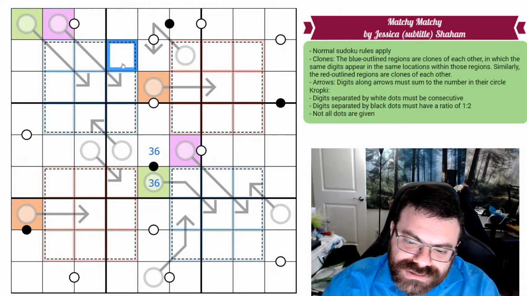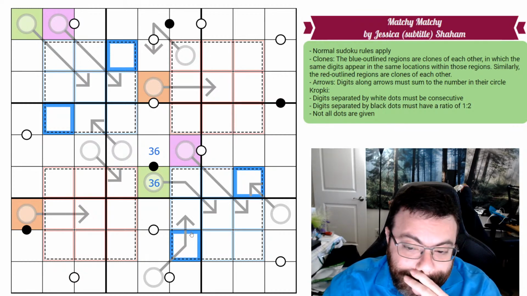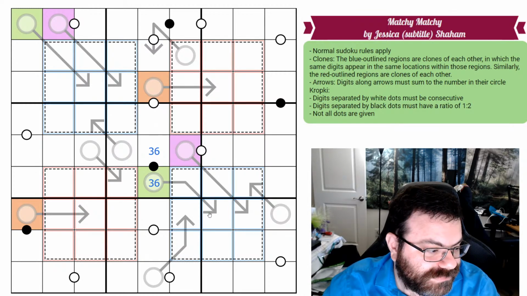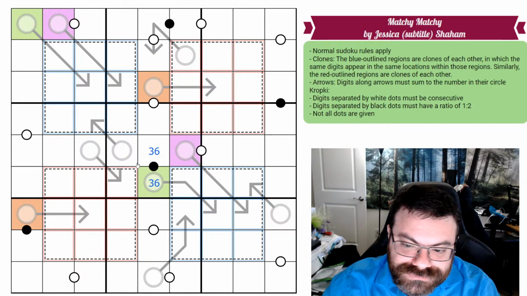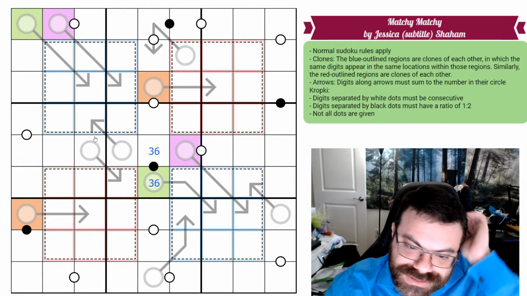Can we get any repeats at all? Maybe these two? I think we can have some repeats. I'll have to think about that more. Yeah, I think these two can repeat, but nothing else. Well, what about these two? These two could repeat, right? No, because that's cloned there. Interesting. Okay, well, let's think about something else.